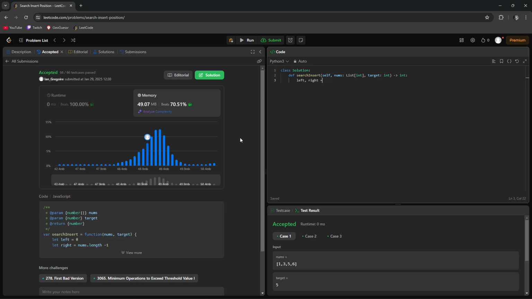Left, right equals 0, len(nums) minus 1. If target less than nums[0], return 0. If target greater than nums[right], return len(nums).